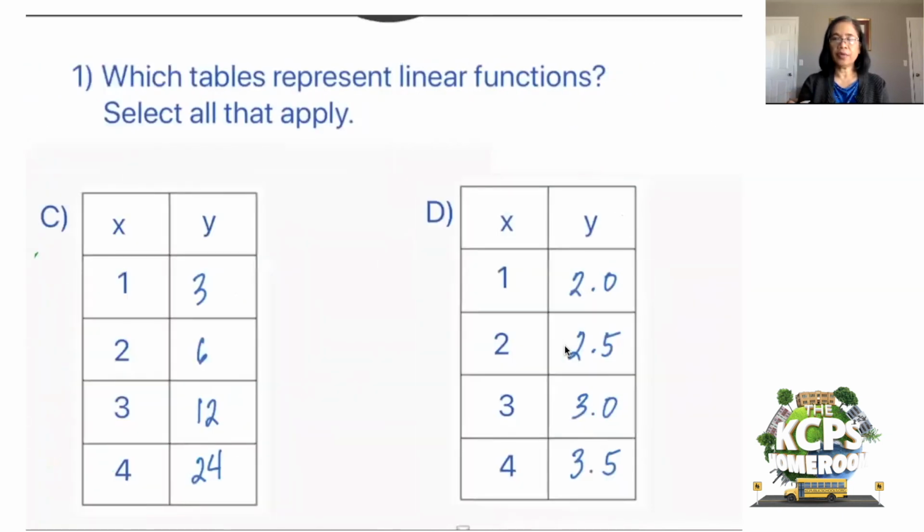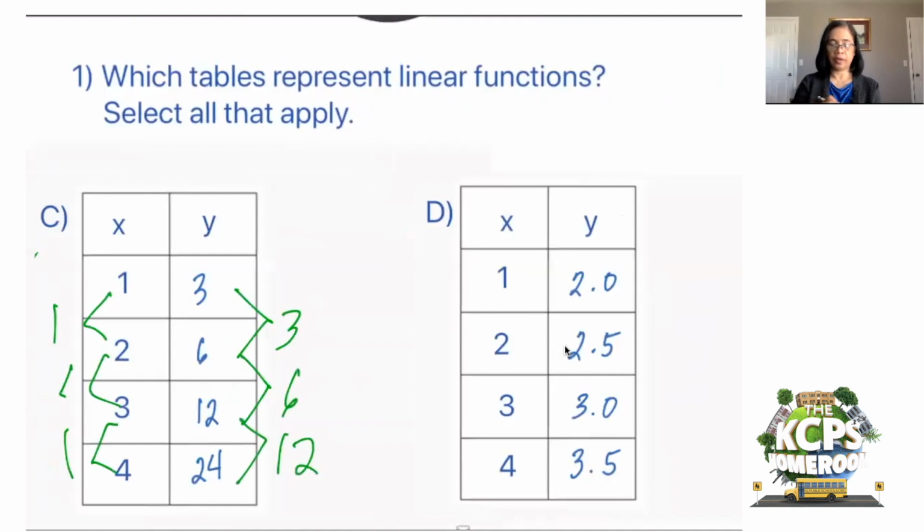Let's consider the third option. So for letter C, again, if we move from 1 to 2, 2 to 3, 3 to 4, do we have equal differences? Okay, from 3 to 6, you have 3. From 6 to 12, it's 6, and here it's 12. So our conclusion, this does not represent a linear function.